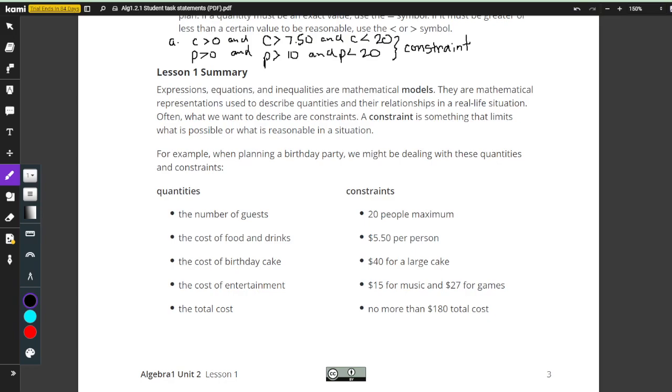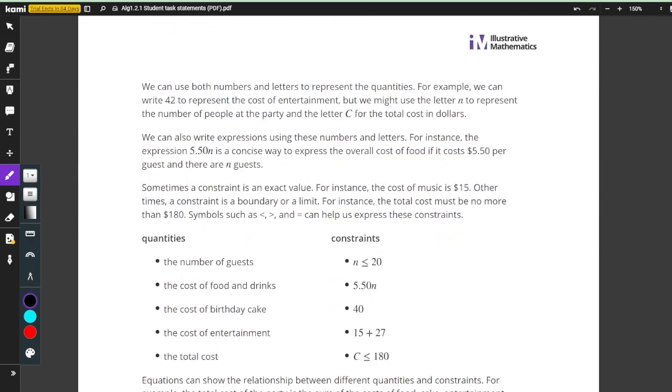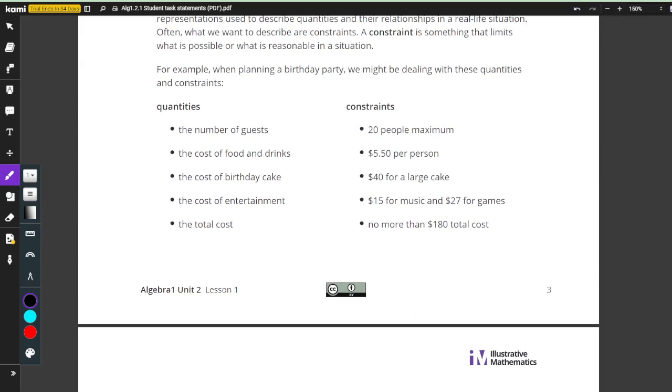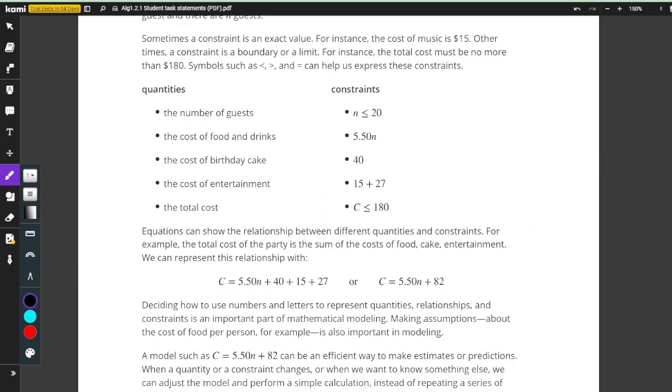For example, when planning a birthday party, we might have to deal with these quantities: number of guests, cost of food and drinks, cost of a birthday cake, cost of entertainment, total cost. Constraints: don't have enough room, so 20 people max, $5.50 per person, $40 for the cake, $15 for music, and $27 for games. No more than $180 total. So our constraint here is that n has to be less than or equal to 20 because you want a maximum of 20 people.